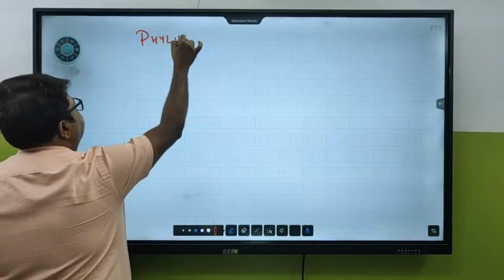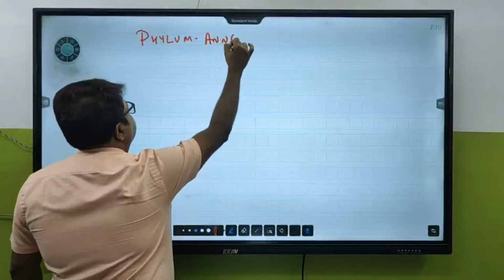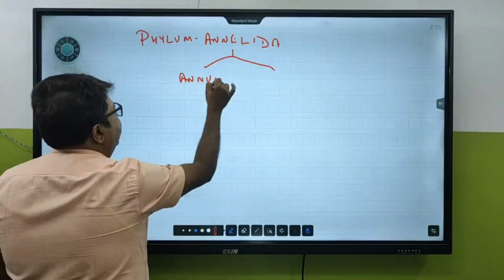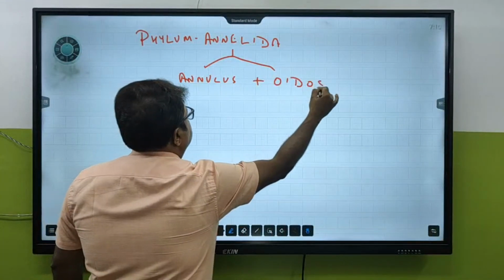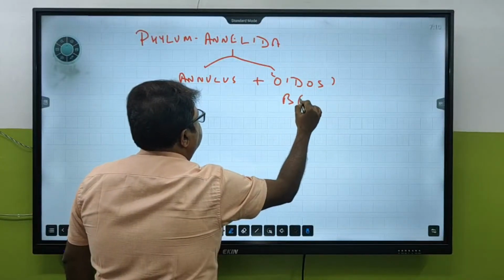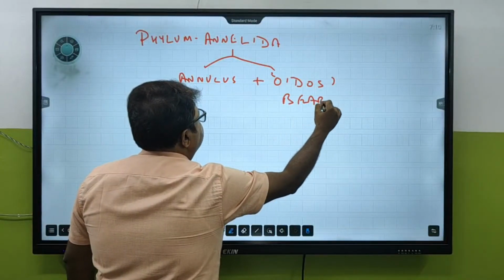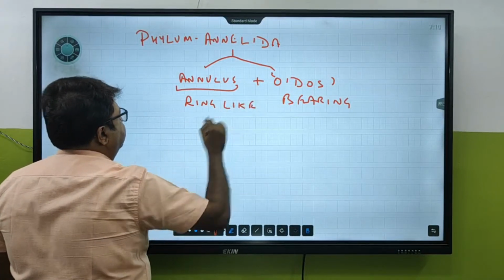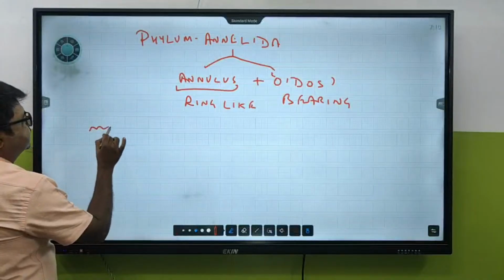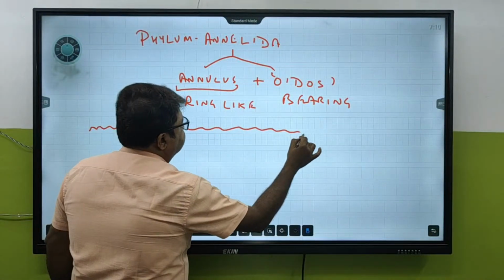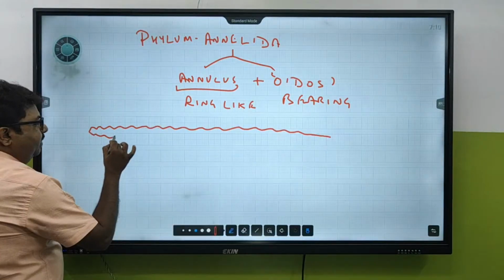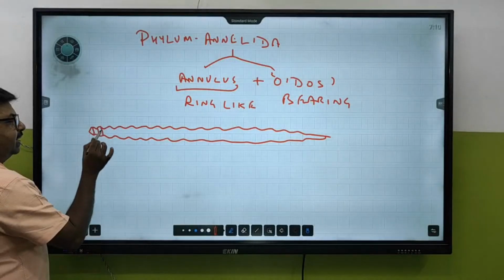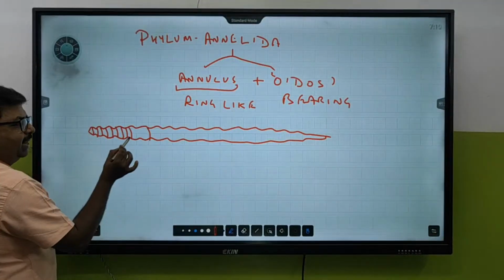Phylum Annelida. The next phylum is phylum Annelida. Where has the term Annelida come from? Annulus plus oidos. What is oidos? Oidos means bearing, and annulus means ring-like. That means their body is having many rings. Clear? These are the segments.